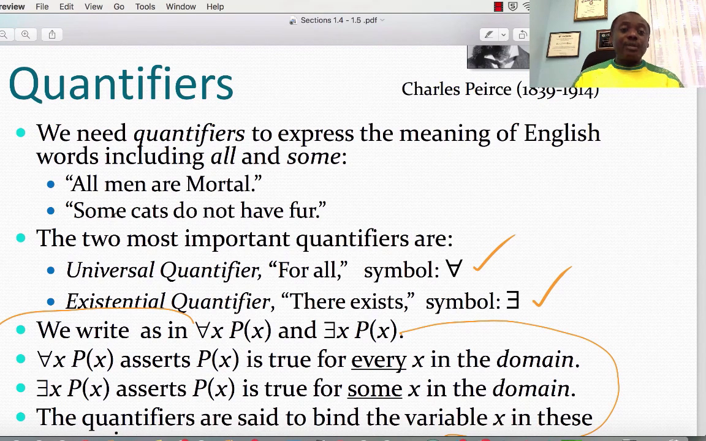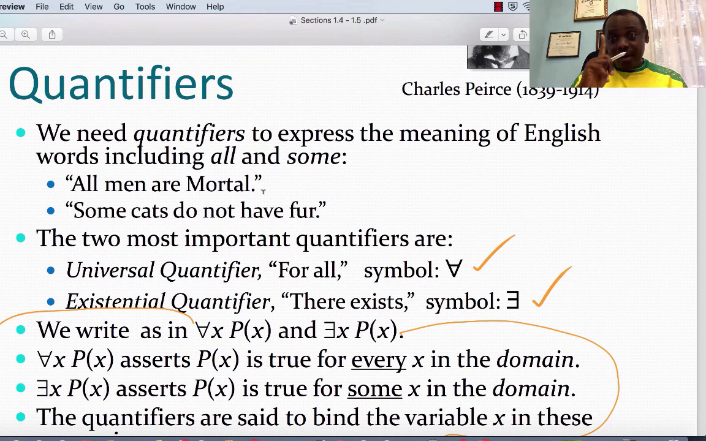How do I know that that statement could be true or not? If I can find just one cat without fur, then some cats do not have fur is true. And while I'm here, let me just talk about negating these things. How do I prove that some cats do not have fur is not true? I have to go through every single cat in the world and prove that none of them would satisfy this condition.